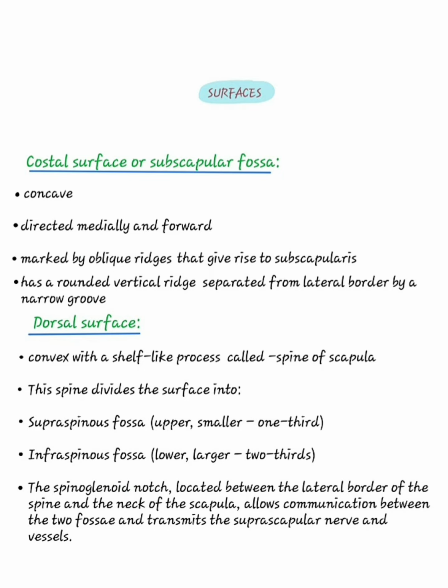The two fossae are communicated through the spinoglenoid notch. Spinoglenoid notch is located between the lateral border of the spine and the neck of scapula. It allows communication between the two fossae and it transmits the suprascapular nerve and vessels.